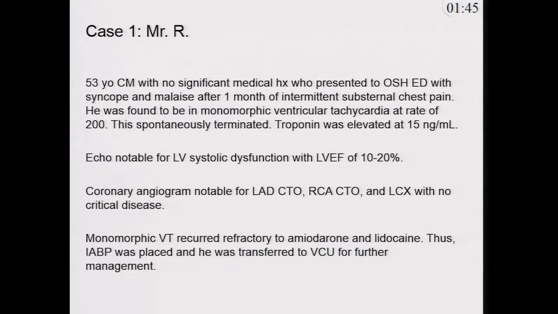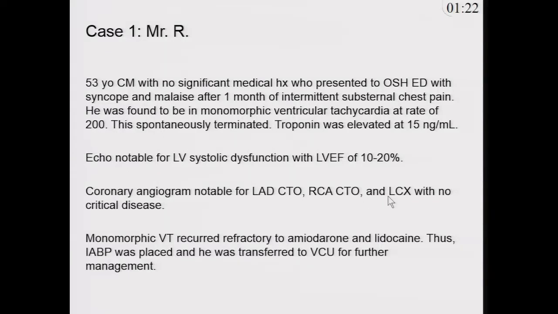This is a 53-year-old gentleman with significant medical history of prior congestive heart failure, and he was admitted with monomorphic ventricular tachycardia, at a rate of 200, which spontaneously terminated. The echo ejection fraction was 10 to 20%. They did an angiogram, and they noticed that there was a CTO of the right, a CTO of the LAD, and the only patent artery was the circumflex.